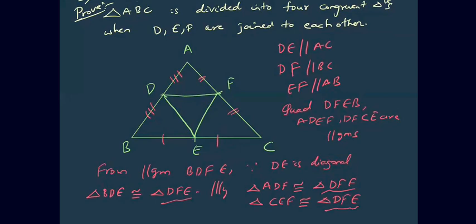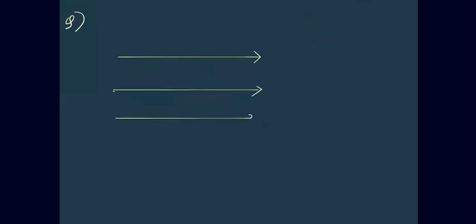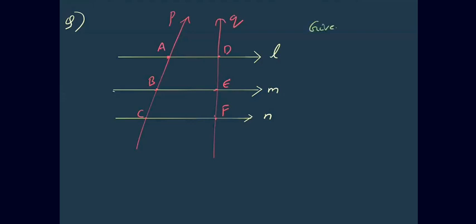Okay. So let's move on to the next one. Here I'm given three parallel lines. Say I have parallel lines L, M, and N, and two transversals cutting these three parallel lines. This is transversal P and this is transversal Q. This cuts the parallel lines at A, B, C and this cuts at D, E, F. Fine. Now it is given that B is the midpoint of AC, that is AB equals BC. This is given.